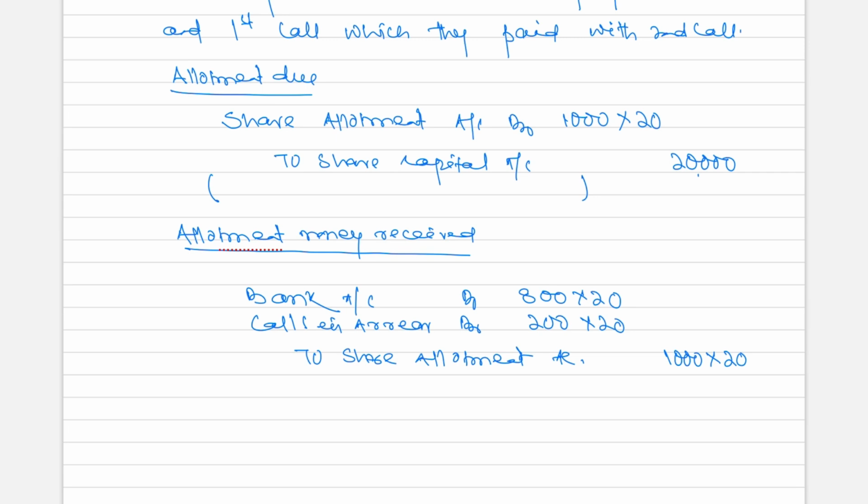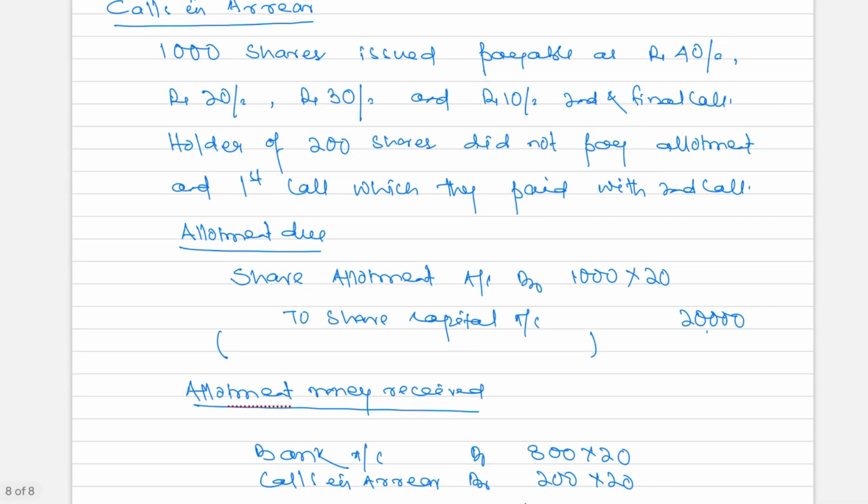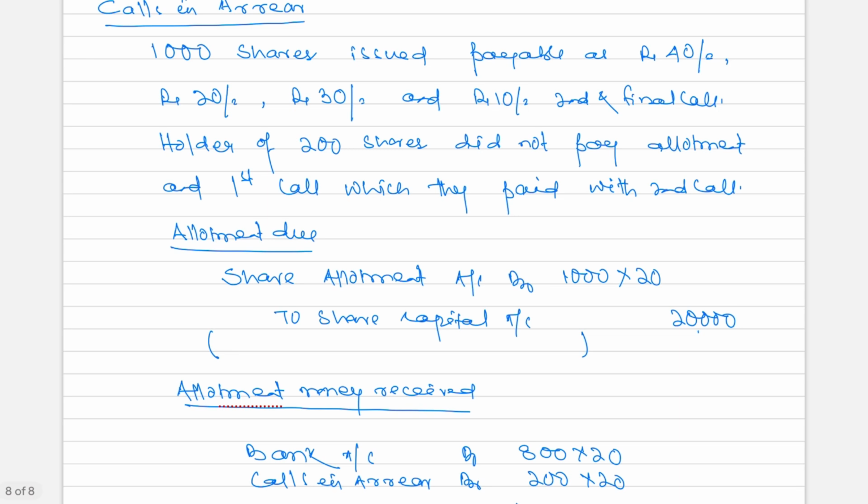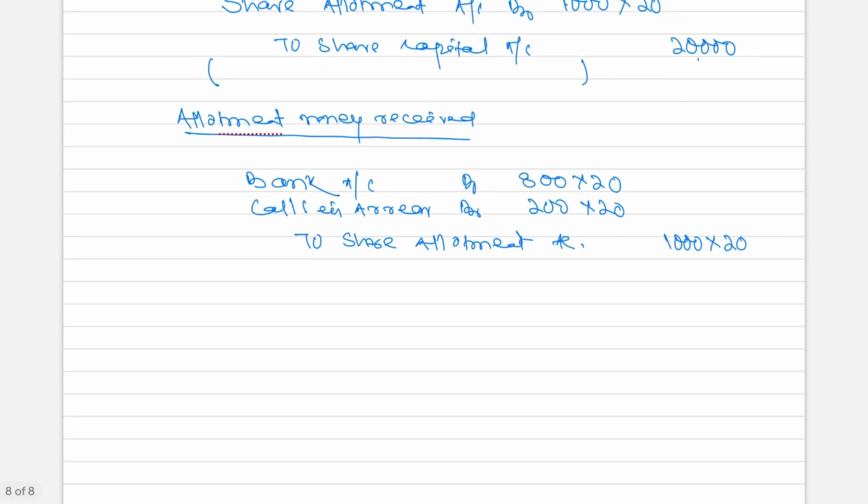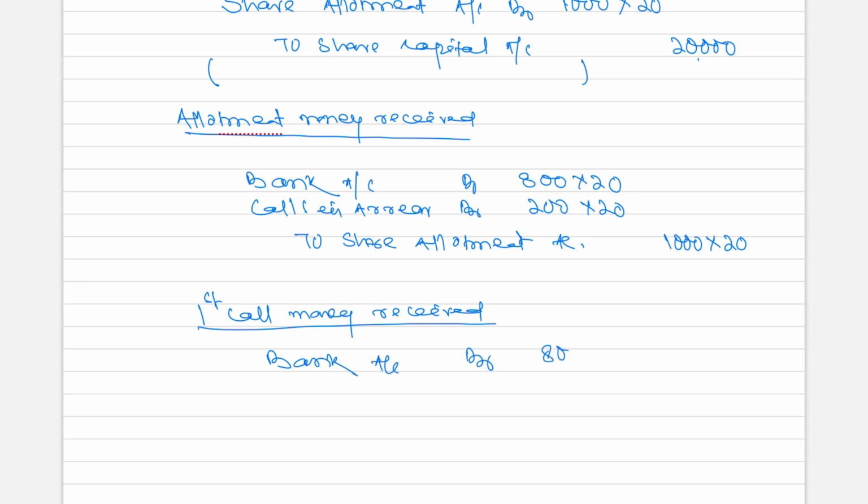At the time of first call, again the due entry will be share first call account debited 1000 into 30 to share capital 30,000. And for first call money received, the entry will be bank account debited 800 into 30, calls in arrear account debit 200 into 30, to share first call account.